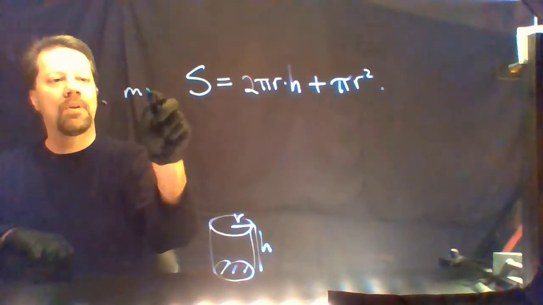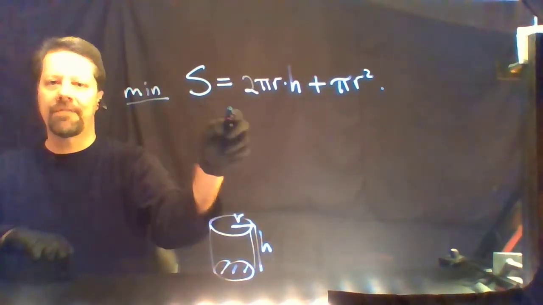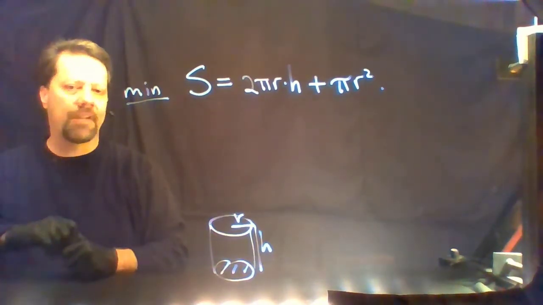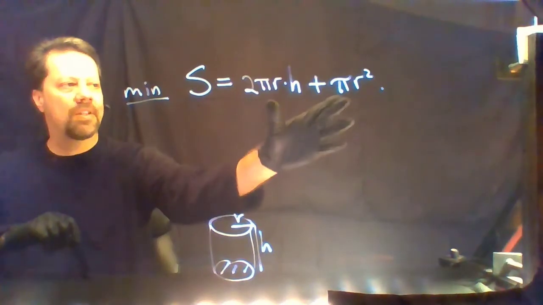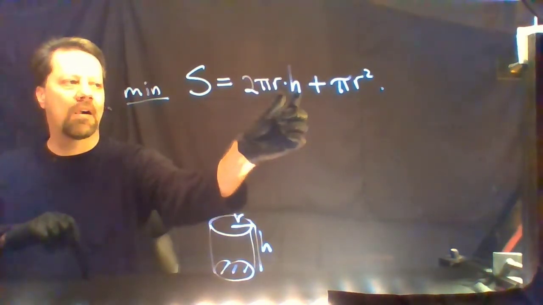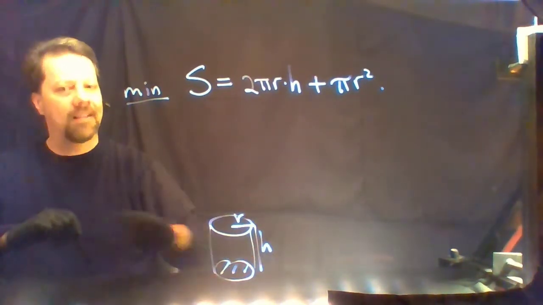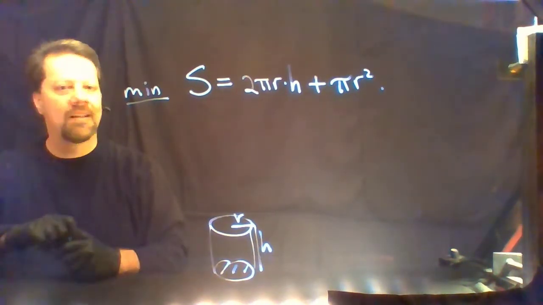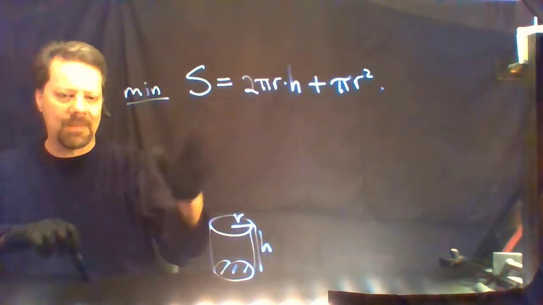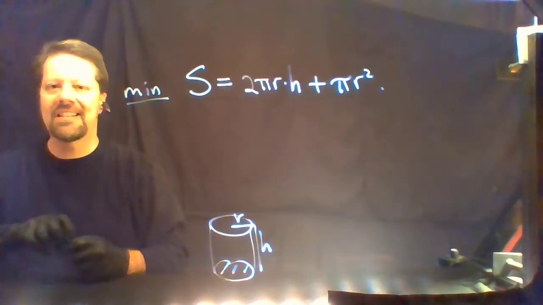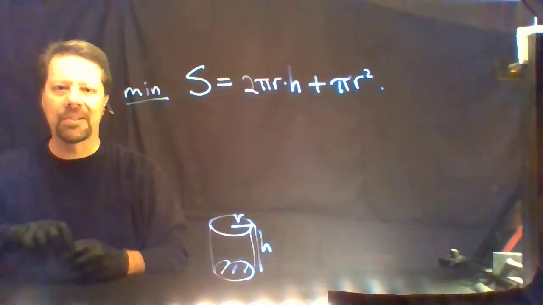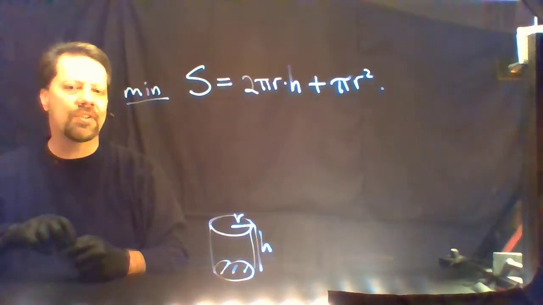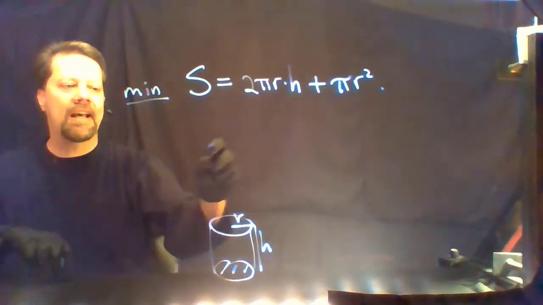We want to minimize the surface area. The function you're trying to minimize is called the objective function. In our case, the objective function has two variables, r and h. That's a problem. We've been able to only maximize and minimize functions of one variable, and we won't teach you how to maximize or minimize functions of more than one variable until Calculus 3, multivariable calculus. In this case, we need another constraint. Fortunately, we already have one.